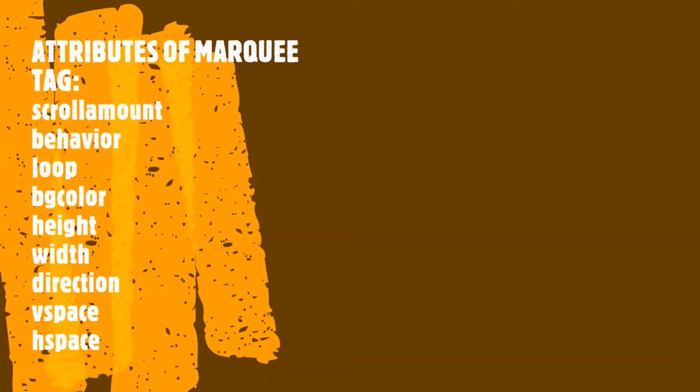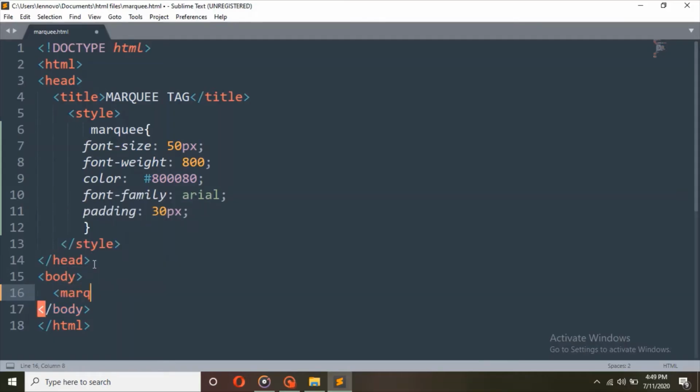So now let's quickly have a look at the attributes of the Marquee tag. We have scroll amount, behavior, loop, bg color, height, width, direction, v space, and h space. We are going to be using these one by one. So let's go. Marquee tag here, I'm adding 3 statements. I'm Roots, and welcome to my channel and subscribe us.